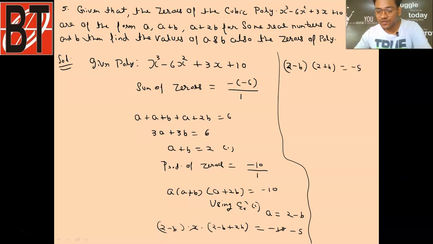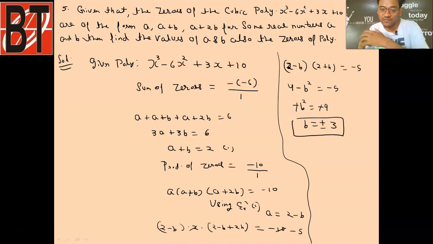If you use the identity a minus b, a plus b, it will become a square, that is 4, minus b square, that is b square, is equal to minus 5. Or the minus b square will become minus 9, or minus minus will get cancelled out, so the value of b is going to be plus minus 3. Clear, students? So yes, we have to find the values of a and b. So b is plus minus 3. We have to take b once as plus 3 and then b as minus 3.